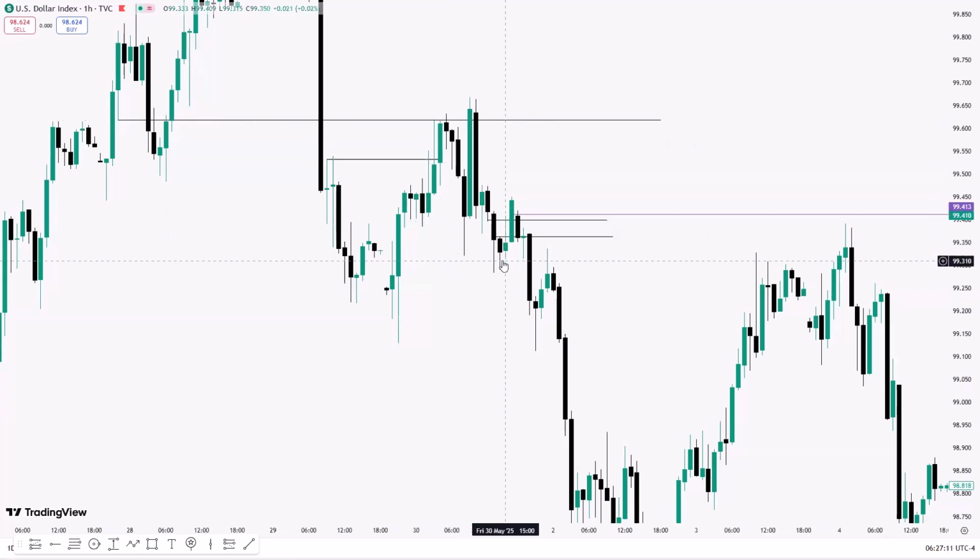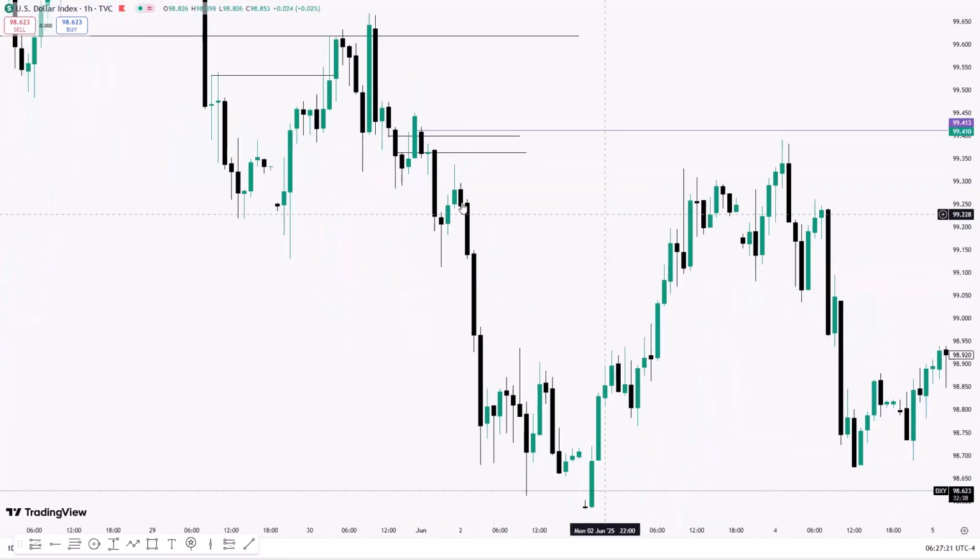Displacement. Look at another fair value gap there. Do you see that? That would have been another entry. Displacement. Look at another fair value gap.